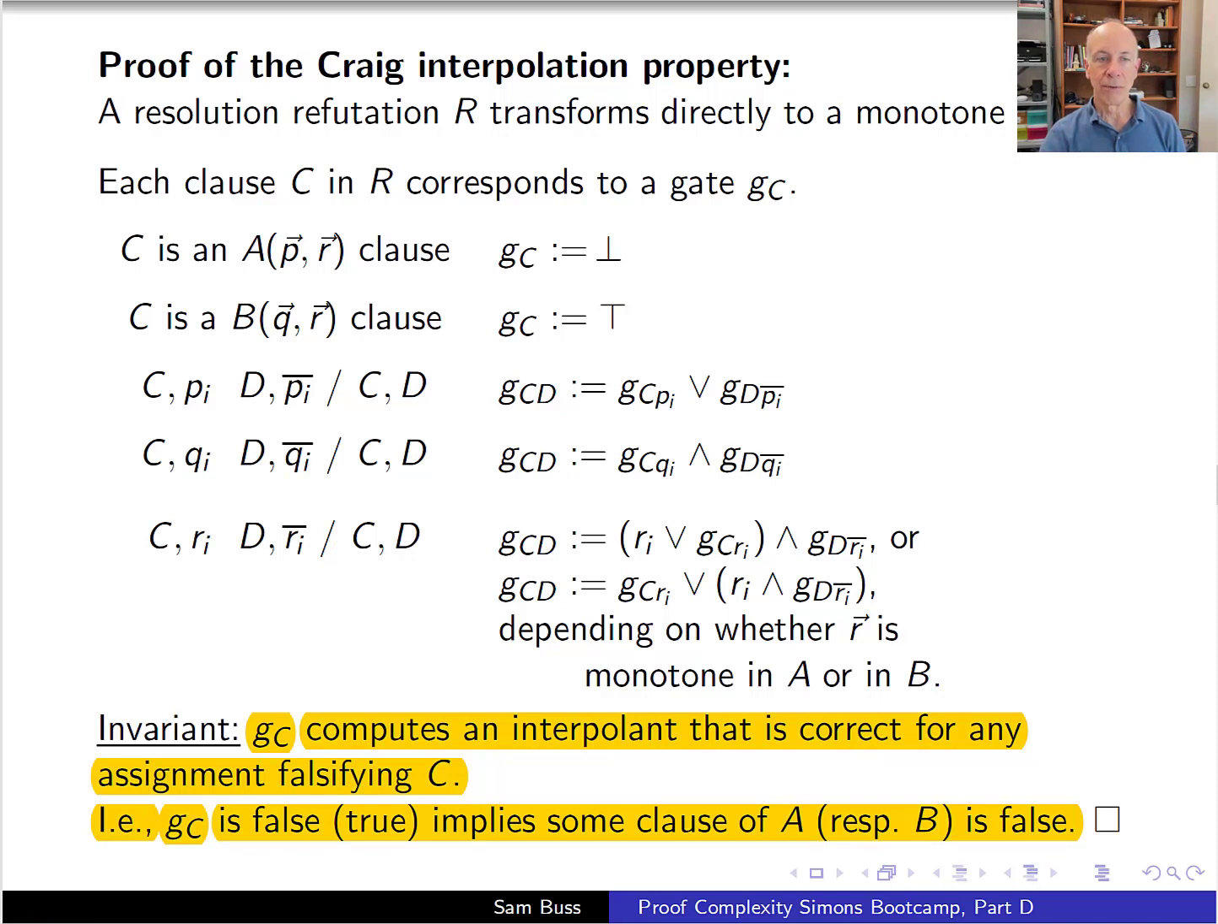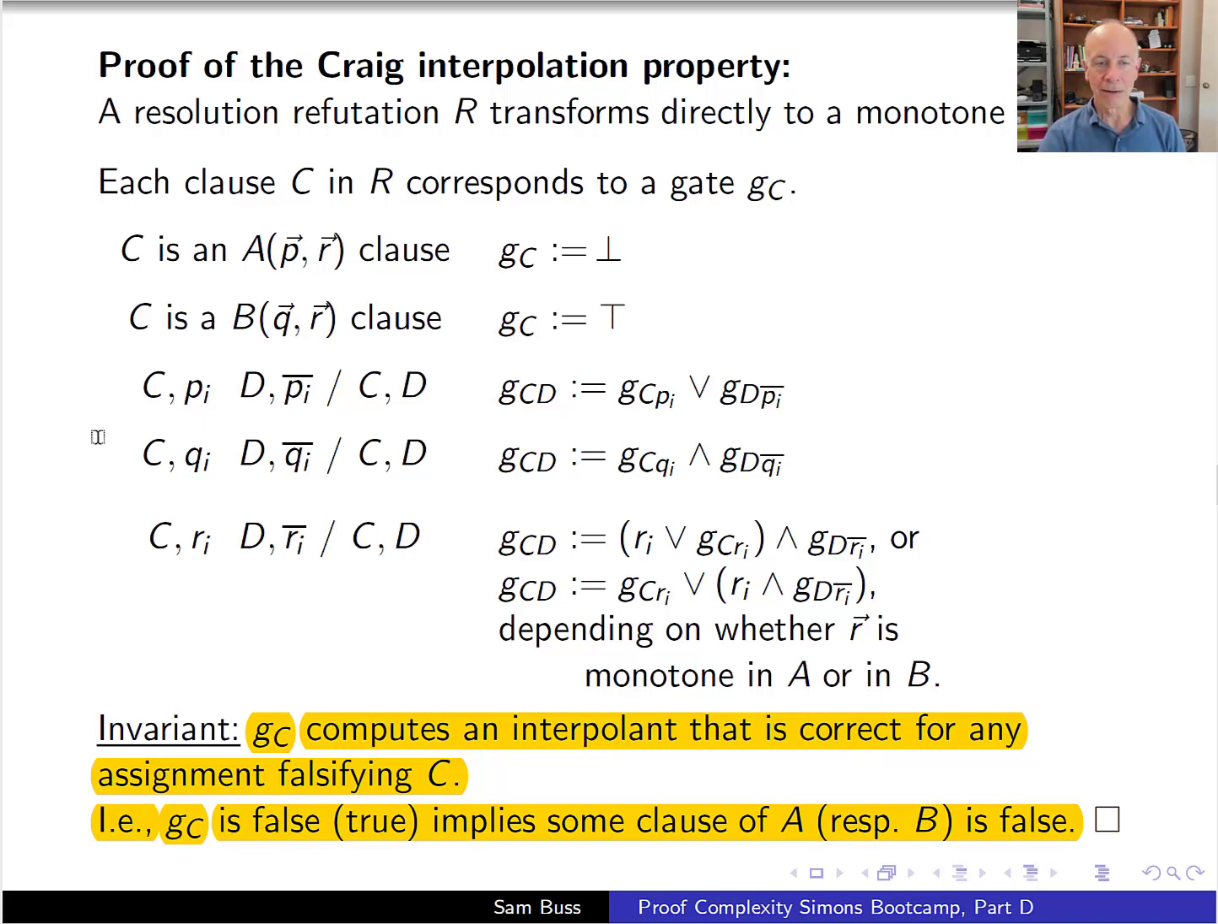So we start off with initial clauses from A of P,R. We can just take G of C equal to false, because here it's trivially an interpolant: G of C is false, and we're assuming that any partial assignment that falsifies an A clause must falsify some A clause. And similarly for a B clause as an initial clause, G of C is true, because if that clause is falsified, then there's some B clause that's falsified.